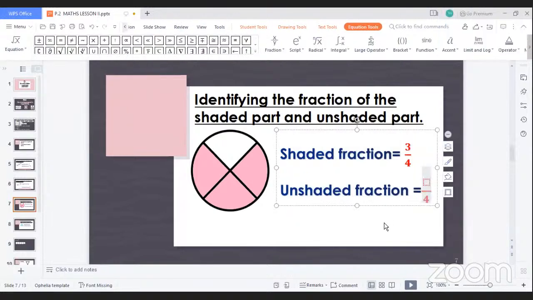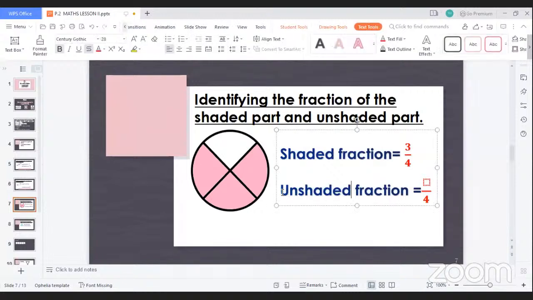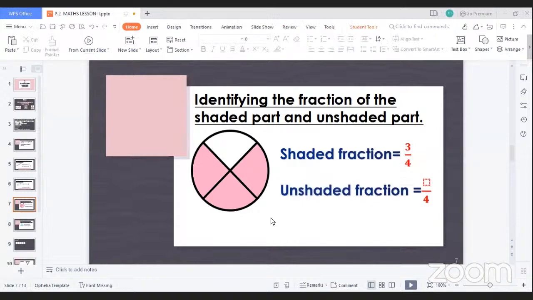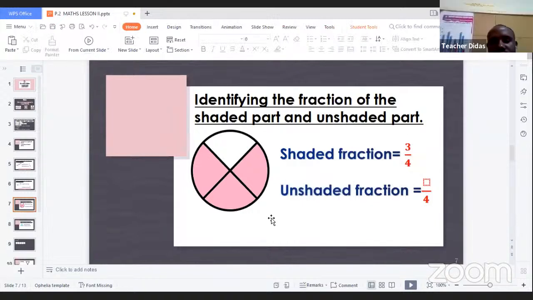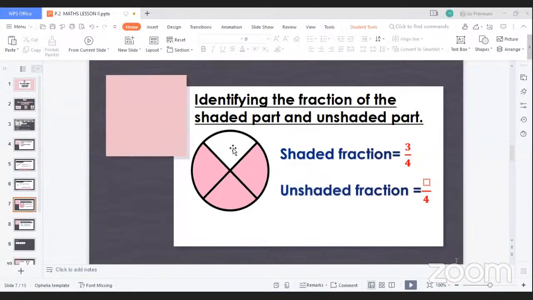After, we count the unshaded, the part which is not shaded. Altogether? Yes. Okay, can we count together? 1. Is it 1 only? Yes. Okay, so the answer here is 1.